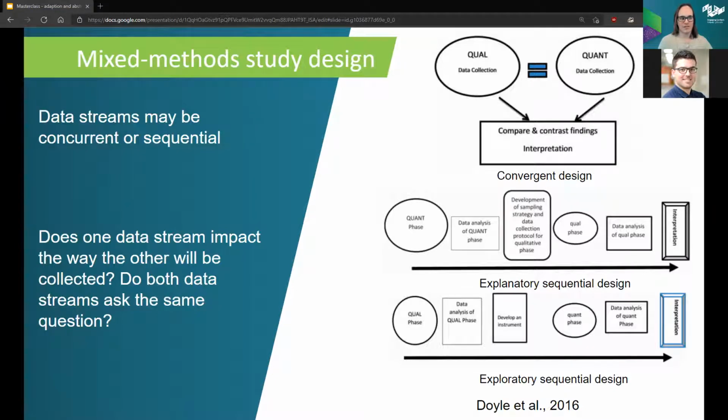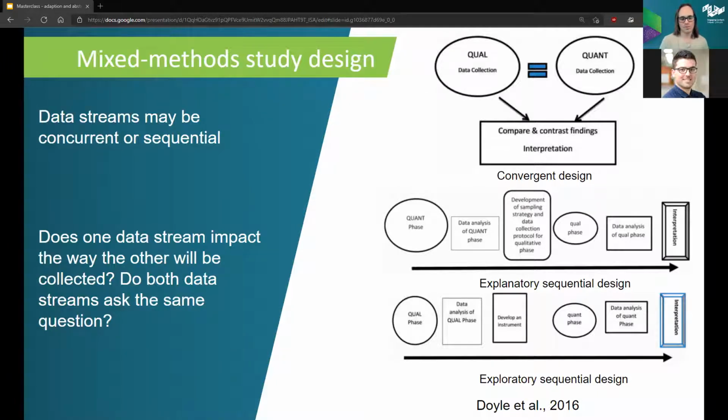In this case, if you think the way that you're collecting data for one of the streams really depends on what you found in the previous stream, that's where an explanatory sequential design is going to come in handy, because you can really tailor exactly what you're trying to explain through a sequential design.